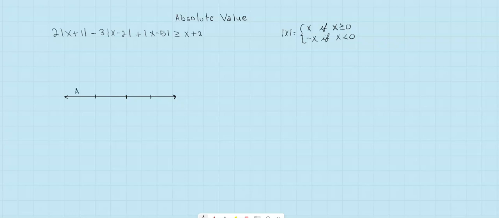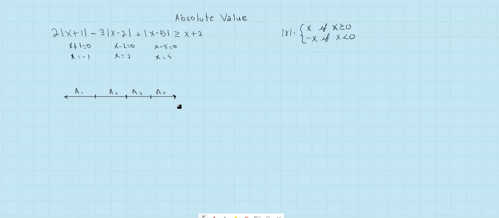This will be zone A1, A2, A3, and A4. And what we need to do is solve our absolute values. X plus 1 is equal to 0, so x is equal to negative 1. X minus 2 is equal to 0, or x is equal to 2. We need to set everything to 0. X minus 5 is equal to 0, or x is equal to 5.